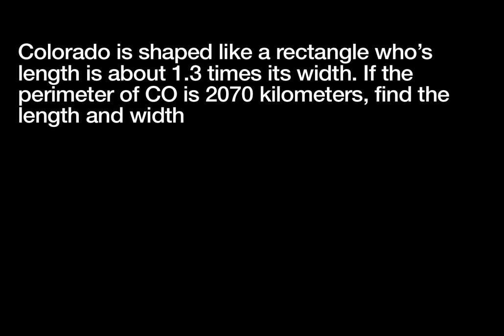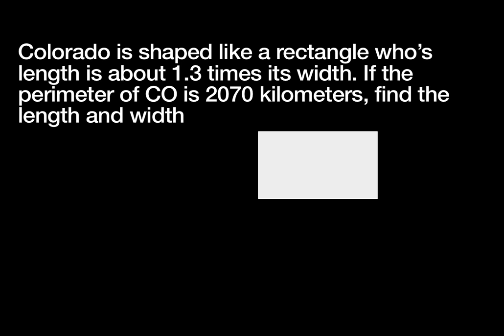So Colorado is shaped like a rectangle, where it says that the length is 1.3 times its width. So if we say that's the width, then this would be 1.3 times the width, or 1.3 W. And the perimeter of Colorado is 2070 kilometers.